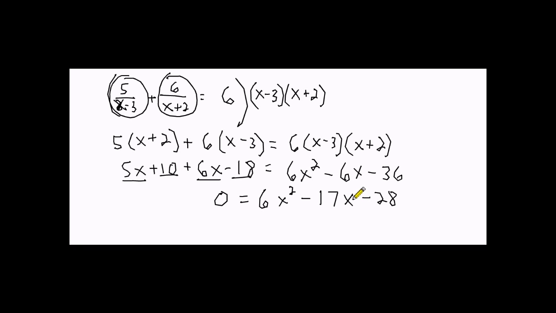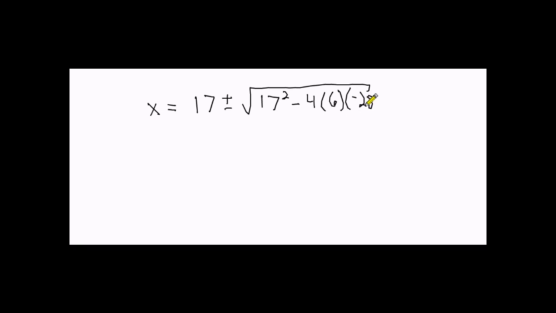Now, I don't know if this thing factors or not, but I really don't feel like dealing with it. So what I'm going to do is a quadratic formula. So we're going to end up with x equals 17, which is negative b, plus or minus the square root of b squared, which is 17 squared, minus 4 times 6 times negative 28. All that's going to be over 12, which is 2 times 6.